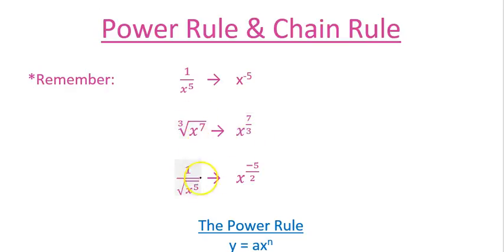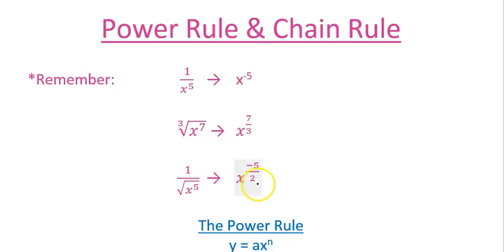Then I can have a combination of a fraction and a root. In this case I have a square root of x to the fifth power, but it's on the bottom of a fraction. So the fact that it's on the bottom of a fraction makes the power negative. The x had a power of 5, that's on top, and then a square root is an understood 2, and that goes on the bottom of the fractional exponent.